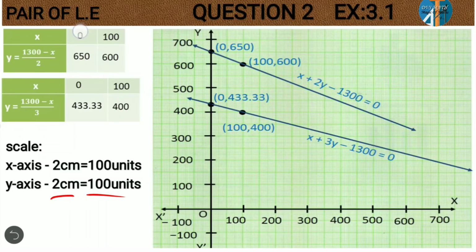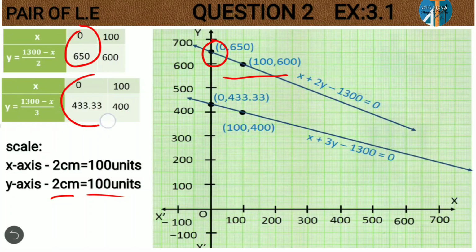So first point is 0 comma 650. It lies between 600 and 700, so in between you have to take 0 comma 650. Next point 100 comma 600. So if you draw a line, you will get a straight line.